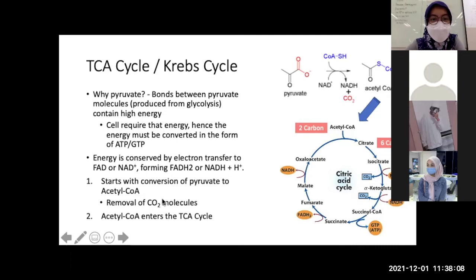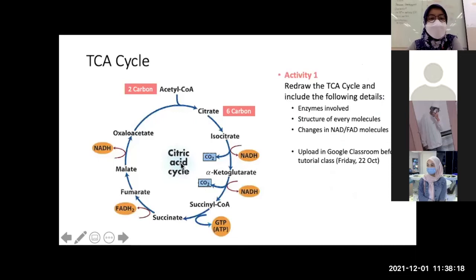This Krebs cycle starts with the conversion of pyruvate into acetyl-CoA, and this acetyl-CoA will enter a cycle which we call the citric acid cycle or TCA cycle or Krebs cycle. It's the same thing. You can ignore this activity, later on we will do it. The TCA cycle has a lot of intermediates. From acetyl-CoA, it can turn into citrate, then isocitrate, then alpha ketoglutarate, and so on. Similarly to glycolysis, these steps have different enzymes, and each step releases different molecules, for example NADH. This step will release ATP.